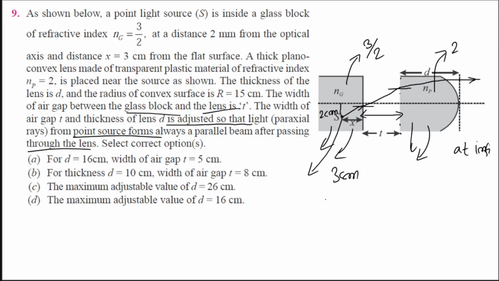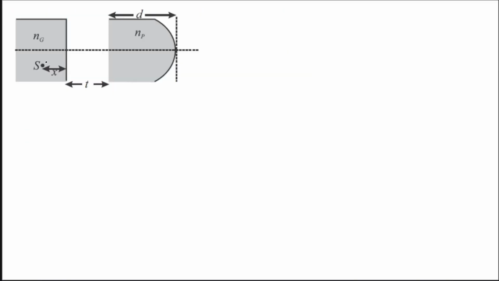Okay, let's get to work. First, look at the ray diagram you have made. First the light came from here. Paraxial rays means rays which are closer to the optical axis, so that it is not making much angle with the optical axis. Here you draw the normal, and the light is going from glass to air. Light will refract away from the normal, right? And after that it will fall over here.